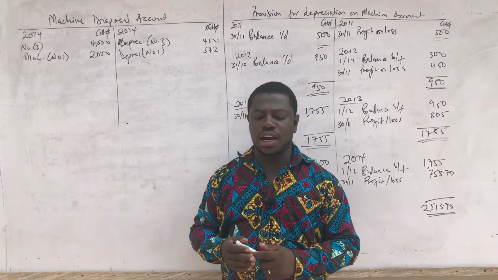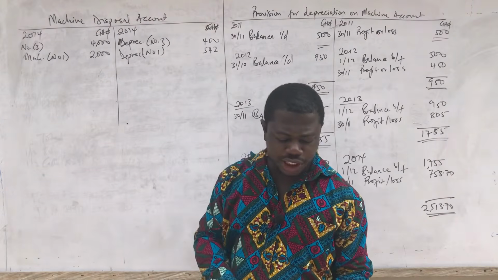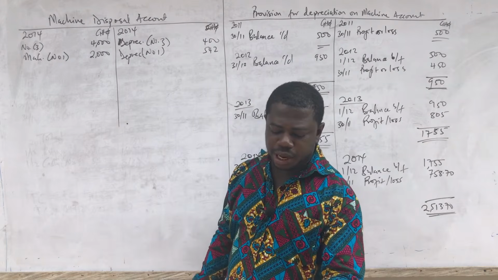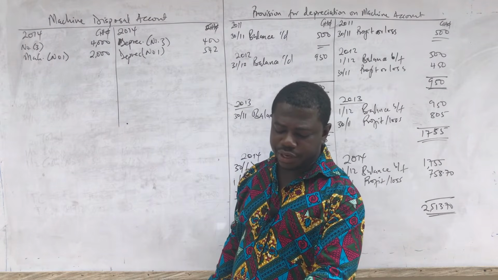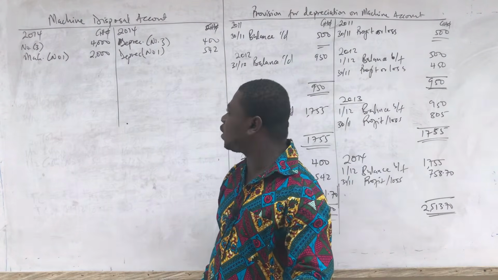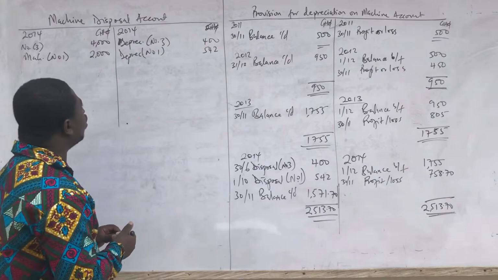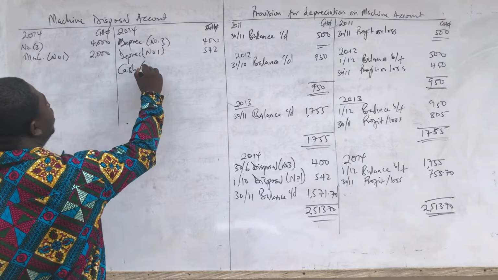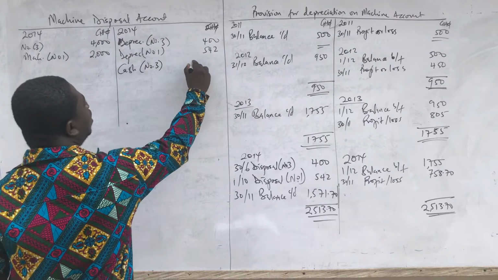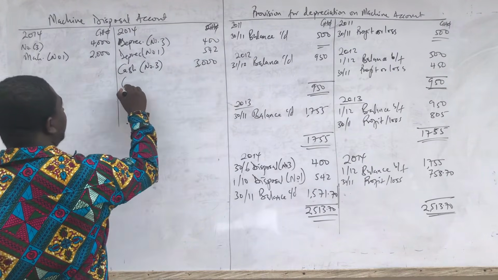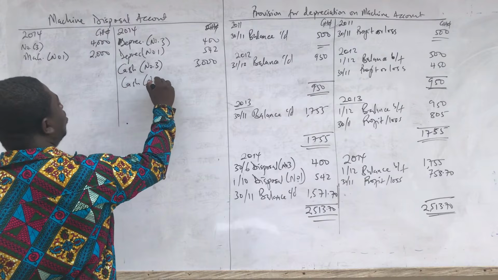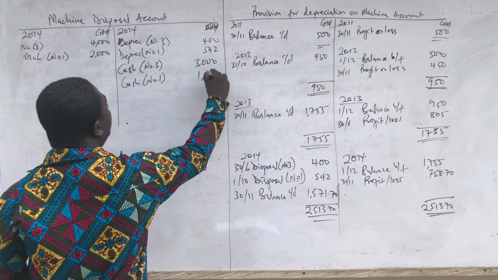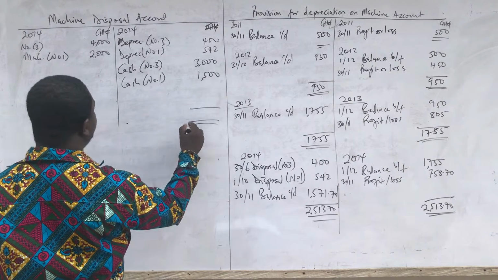And then we can now go and ask ourselves, how much did we sell each of the assets? Now we are told that machine number 1 was sold for 1,500 and number 3 was sold for 3,000. So we are going to find the profit or loss on disposal. And so the cash we received for number 3 was 3,000, and the cash that we received for number 1 was 1,500. And therefore that is what we are going to do.